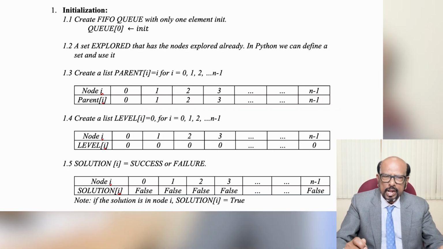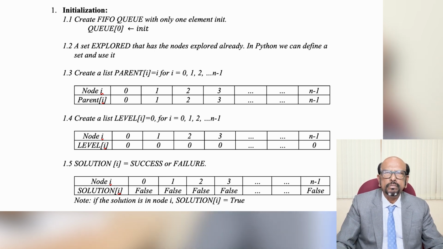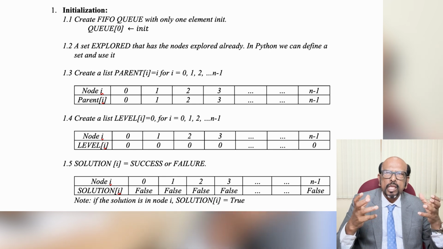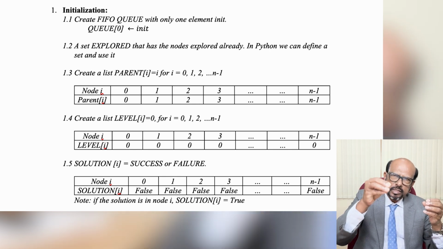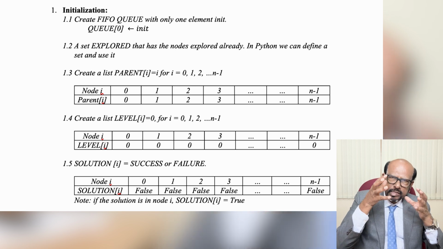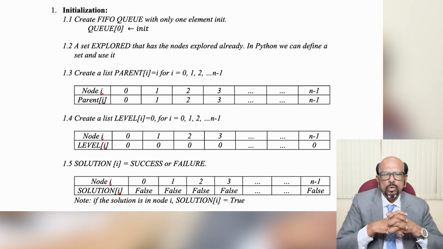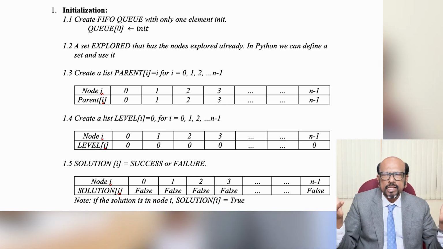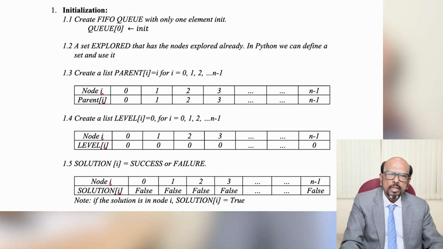So let us first initialize. What is the first step? We will have to initialize. For example, Q of 0 is init. In the Q, first you put 0, the first value, wherever we start. Explode is an empty set, because we have not explored anything. Then parent of I initially is I. Level is also 0 for all of them. For this problem we will assume that the solution is not available anywhere.